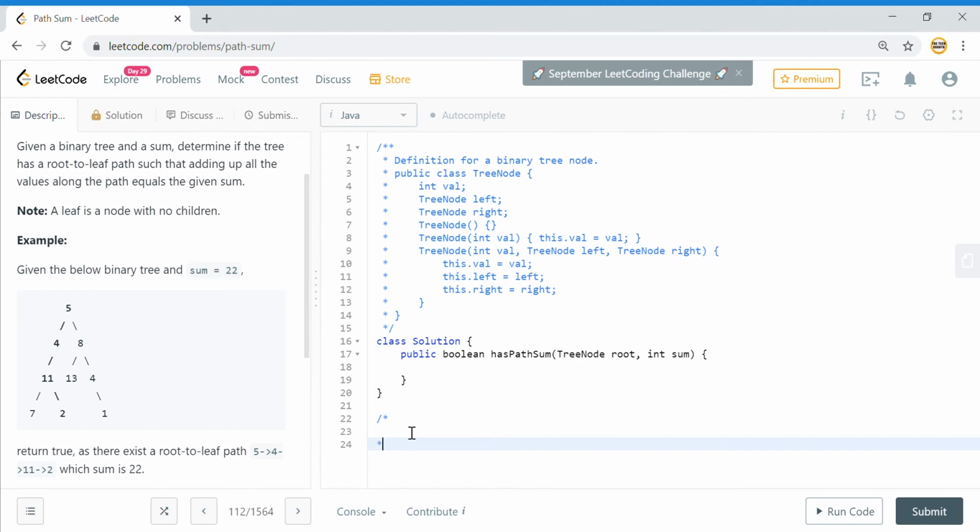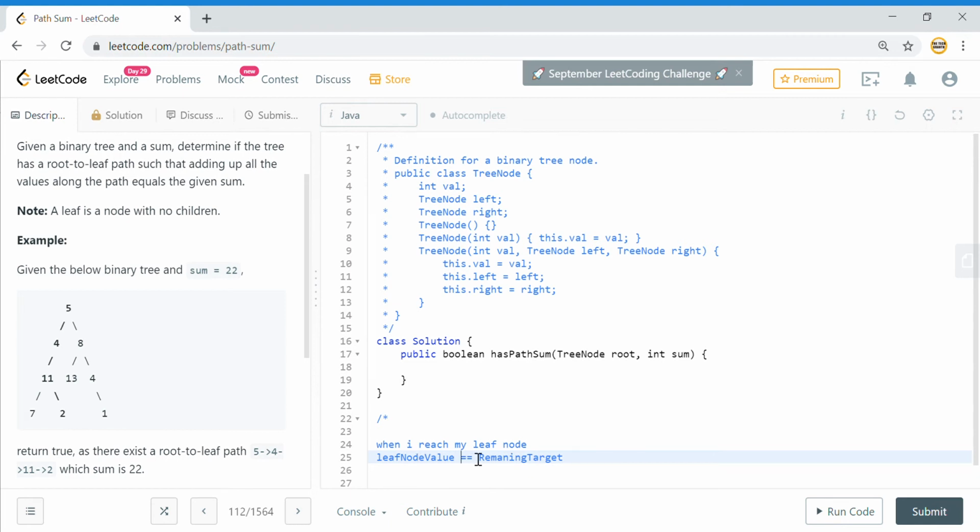If we analyze it like that, that will give me one condition saying that when I reach my leaf node, that time my sum should be equal to the target, or the remaining target, I will say remaining target. So if my sum is equal to my remaining target, not the sum, basically the leaf node value, this leaf node value should be equal to my remaining target.